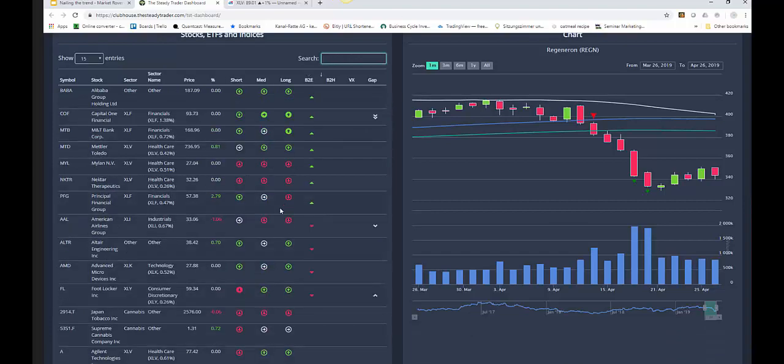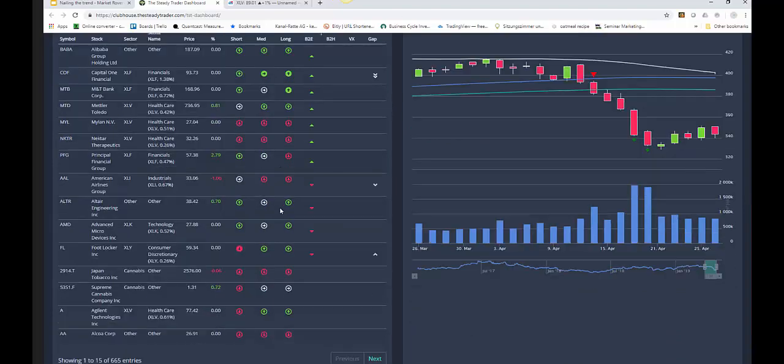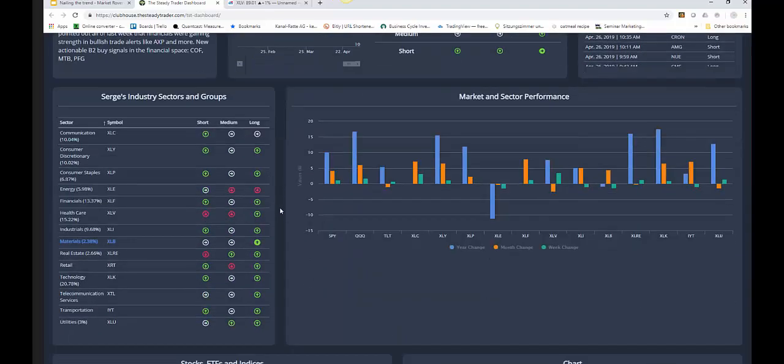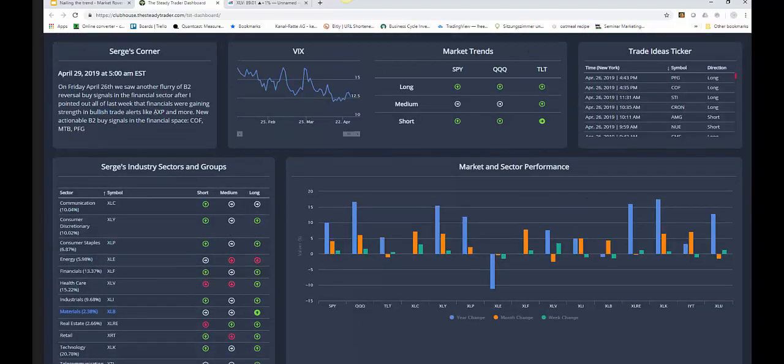Anyway, I didn't want to make this too crazy. All right, so let's look at some other examples. Again, I just want to show you guys, all week long I've been telling people we're seeing sector and group rotation into financials.